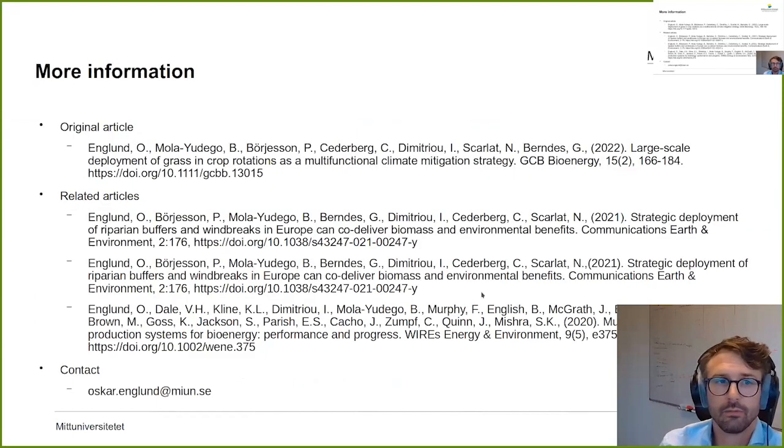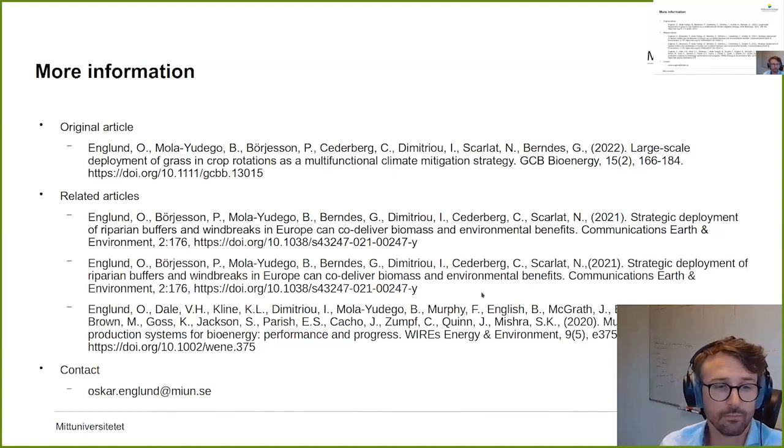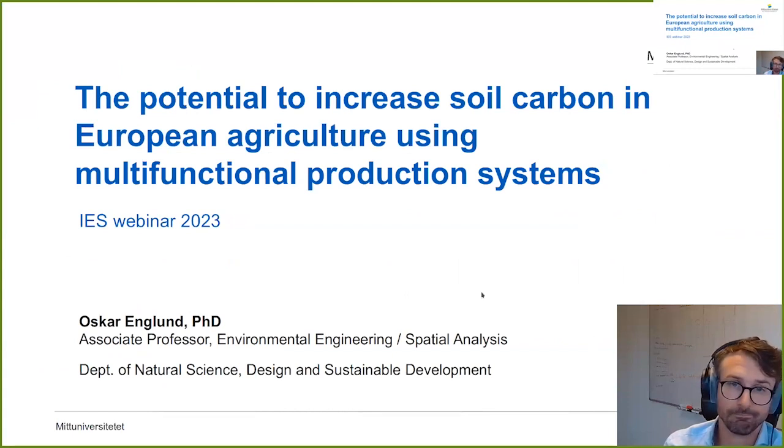And as I said earlier, this is one study in a series of studies focusing on multifunctional production systems. We have looked at riparian buffers and windbreaks using short rotation coppice, willow or poplar. And we have also a few other papers that you can read if you're interested. And if you want to contact me after the seminar, you can find my email address at the bottom of this page. So thank you very much for listening.